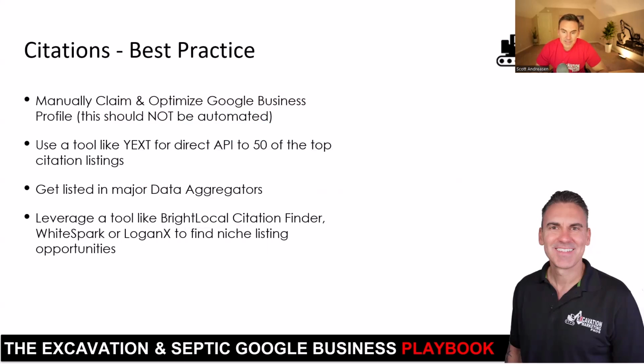Use a tool like Yext for direct API access to 50 of the top citation listings. You can get listed on major data aggregators, usually for an additional fee. And you can leverage tools like Bright Local, Citation Finder, Whitespark, or Logan X to find niche listings and opportunities for excavation and septic.